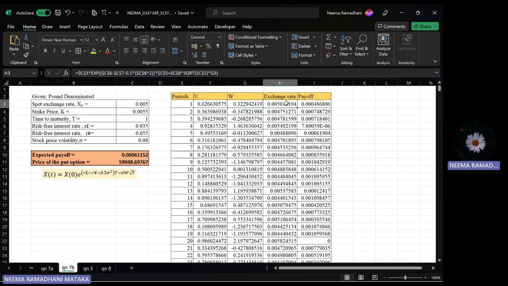After that, I had to find the exchange rate using this formula, which is X_t equals X naught times e to the power of (r_d minus r_f minus 0.5 sigma squared) t minus sigma W root t. I use r_d minus r_f since I'm using the pound denominated, and for pound denominated, pounds is the domestic currency rate. So I'm going to use domestic minus the foreign one: 0.035 minus 0.055 to solve for our exchange rates. We are given in the question that our X naught is 0.05.